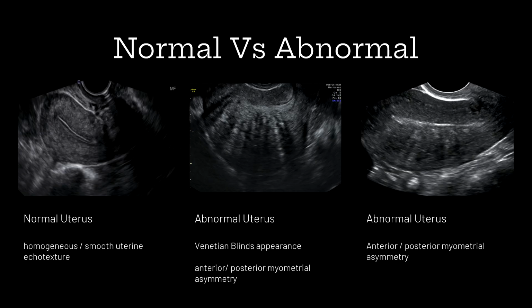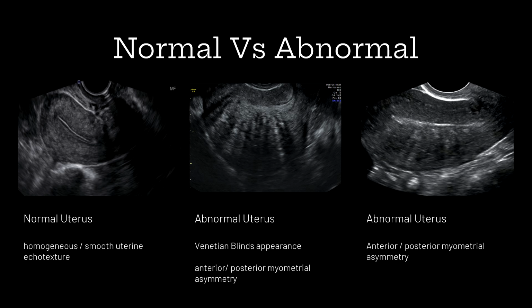These are some images of normal versus the abnormal uterus. If you look on the far left, this is an image of a normal appearing uterus. You can see it's homogeneous. The texture appears smooth, and it's just uniform all the way around. You look at the abnormal uterus in the middle picture, and you can see that Venetian blind appearance that we talked about in the previous slide.